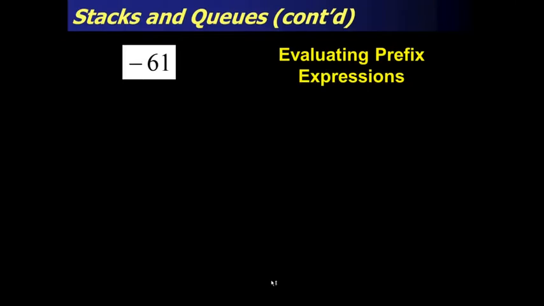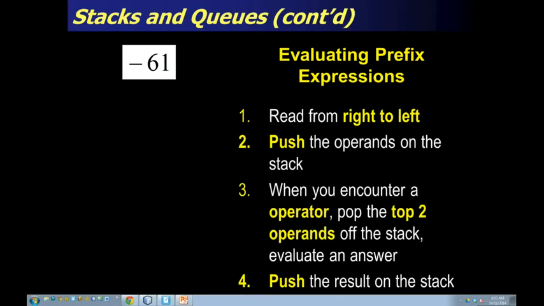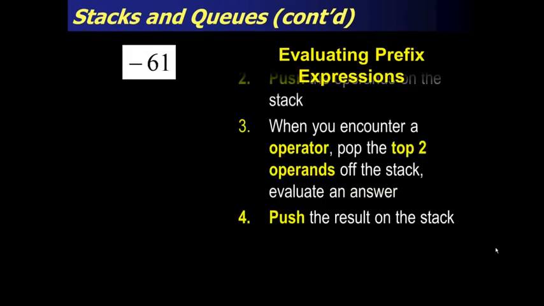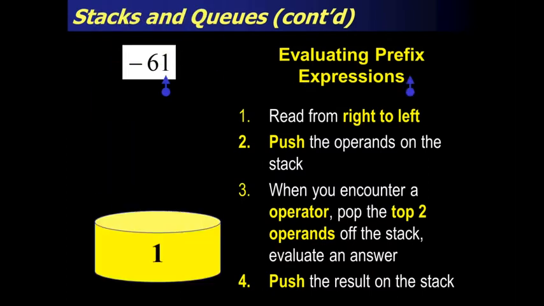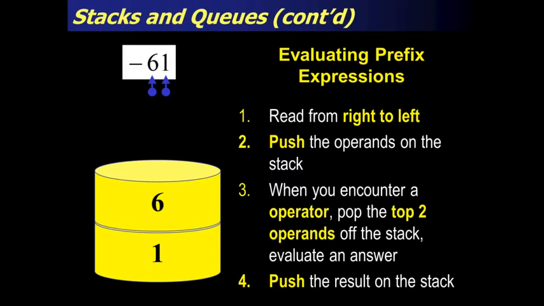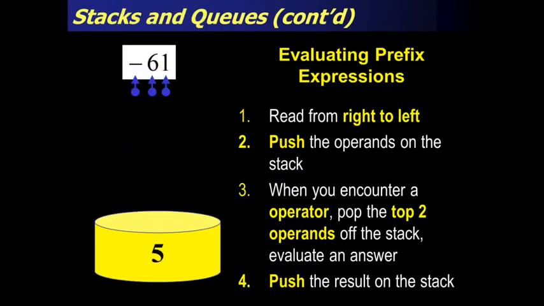Okay, here we go. So this is a simple one. 6 and 1. So to do the prefix operation, read from right to left. Okay? Push the operands on the stack. So I push a 1 on the stack, push a 6 on the stack. Then, the way it works is, when you're reading and encounter an operator, pop 2 things off the stack and place the result on the stack.